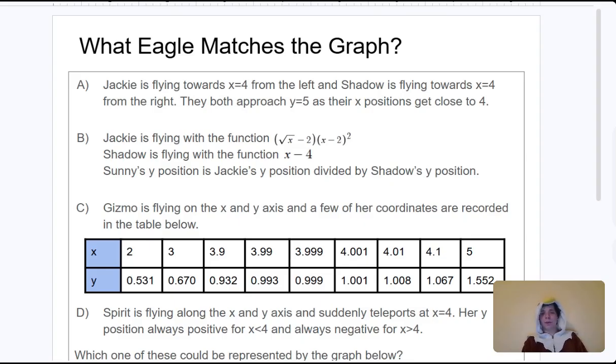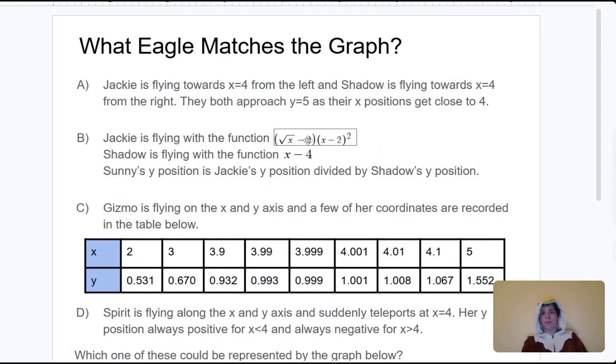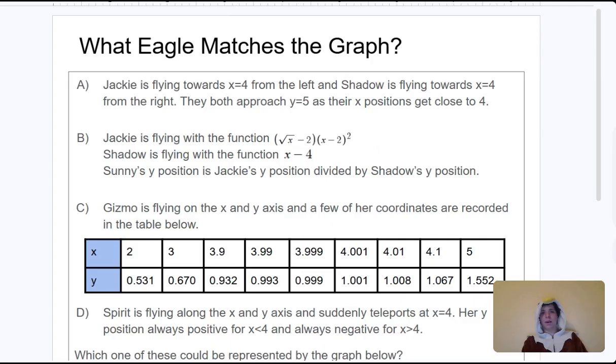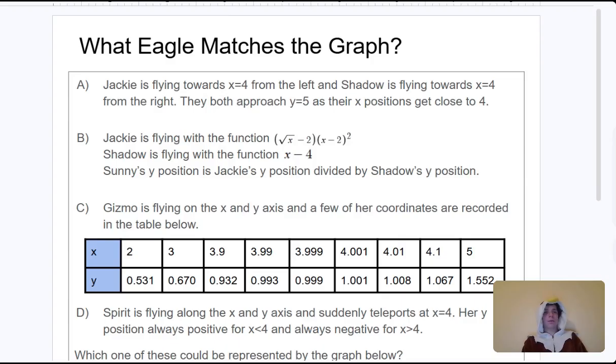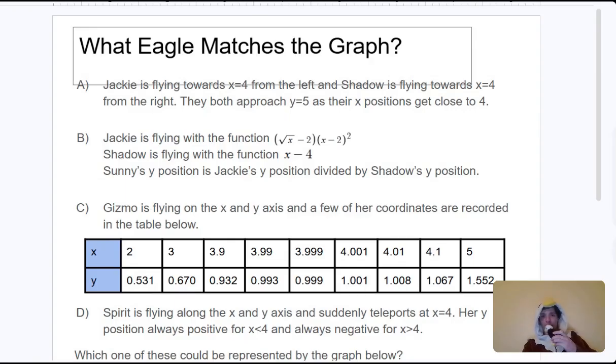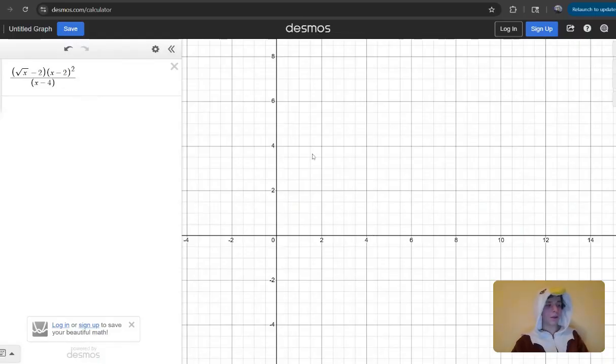Jackie is flying with the function square root of x minus 2 times x minus 2 squared, and Shadow is flying with the function x minus 4. Sunny's y position is going to be Jackie's y position divided by Shadow's y position. So that's going to be like Sunny the quotient flyer. And we can hop over to the calculator to see this. So Sunny is going to have a y position that is Jackie's divided by Shadow's. So that's going to be this function right up here.